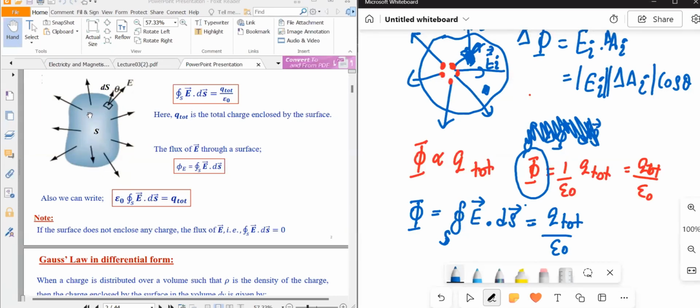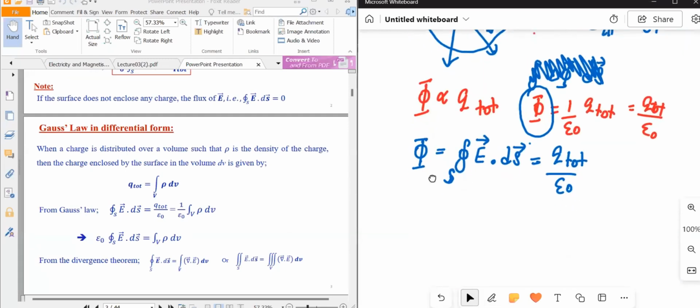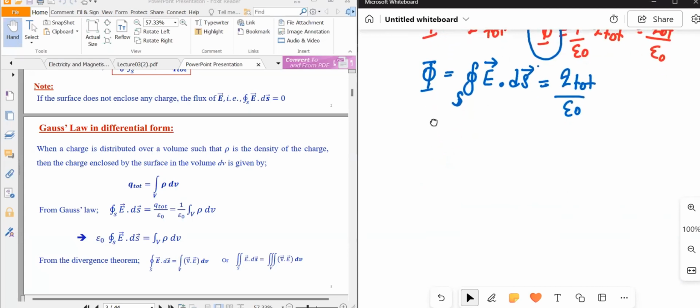Now what will happen? There are no charges enclosed in this area. If there are no charges enclosed in this area, then it will not generate any flux. Therefore, this surface integral is going to be 0. Okay. And so this is the integral form of the Gauss law, we can also write the Gauss law in differential form.